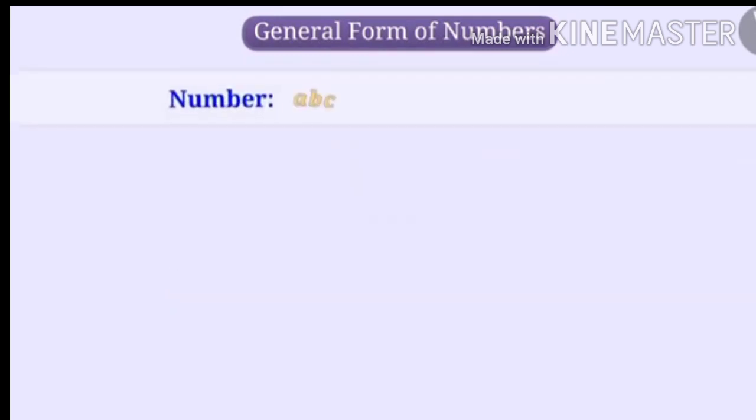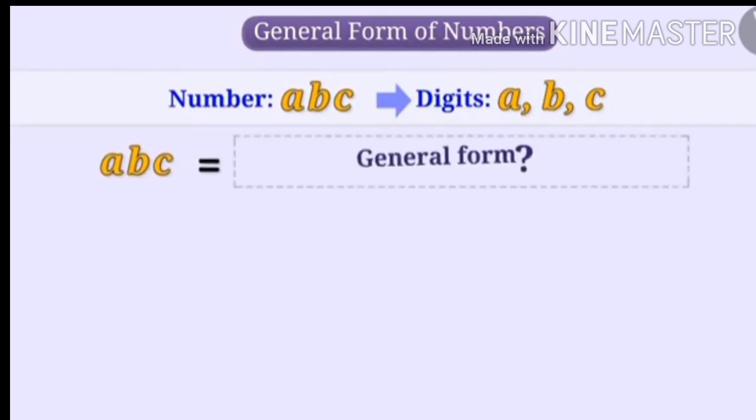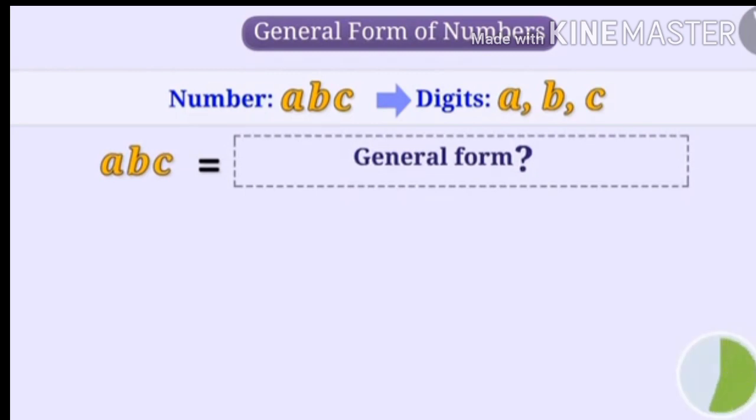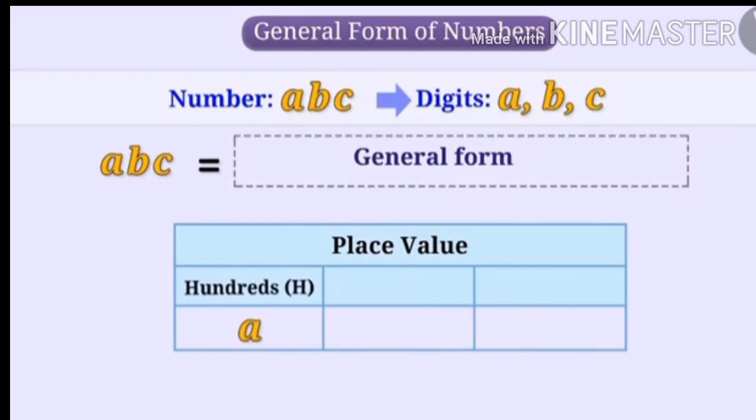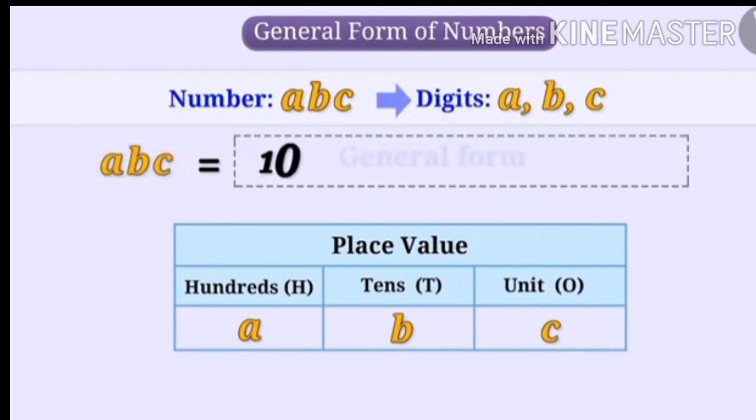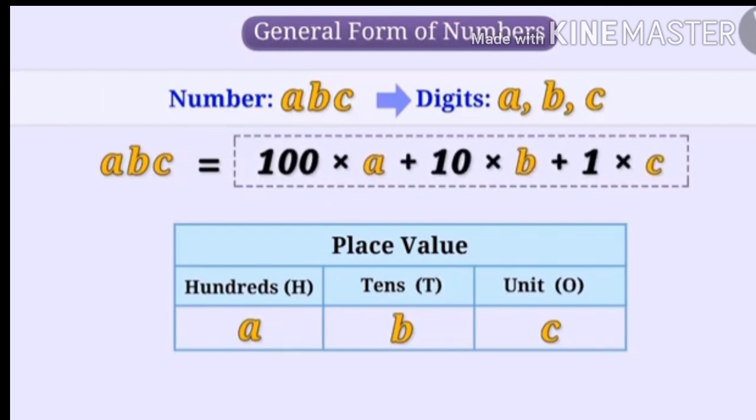Now can you guess how to write the number ABC, which has the digits A, B and C in its general form? Think for a while. Absolutely correct. Here, A is the digit in the hundreds place, B in the tens place, and C is in the units place. So, we will write ABC in its general form as 100 into A plus 10 into B plus 1 into C.